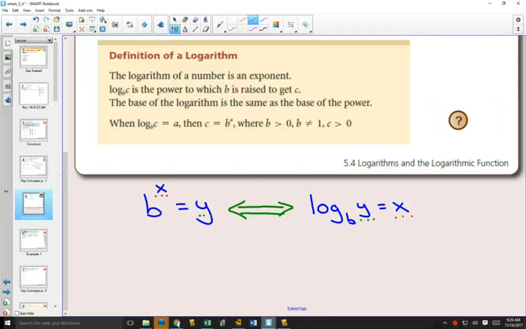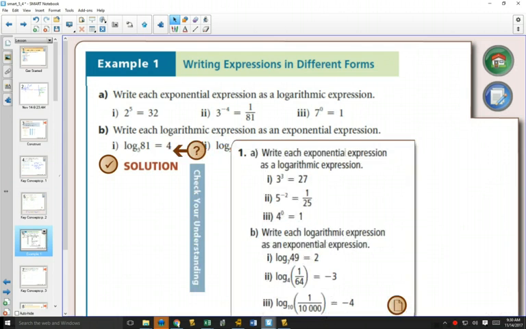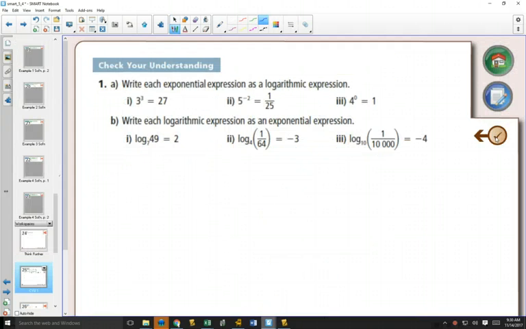We're going to use this definition quite a bit. We're going to take some things in exponential form and write them in logarithmic form, and take things in logarithmic form and write them in exponential form. That's what we're going to do in example 1. So here we are in example 1, part A. Write each exponential expression as a logarithmic expression. So it's just using the definition.